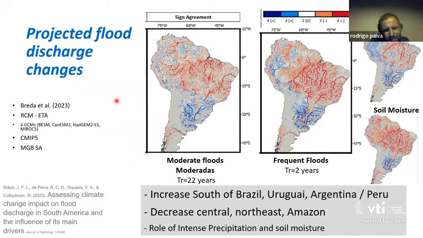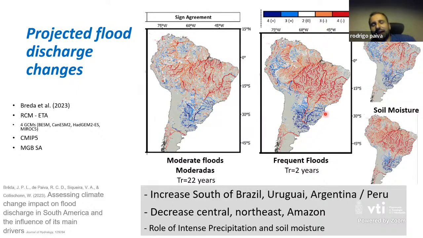The same kind of exercise was repeated focused on the flood discharge. This result was published in a recent paper, also from João Paulo Breda. In this case, what we did, we used the regional climate model ETA, coupled with four global climate models. And we also used the MGB model to run all the simulations. What you can see here in this figure is what is expected in terms of change of moderate floods. By moderate floods, we mean floods with a 20 year return period. It means a flood that will occur every 20 years. And here, change in frequent floods, the kind of flood that can occur almost every year.